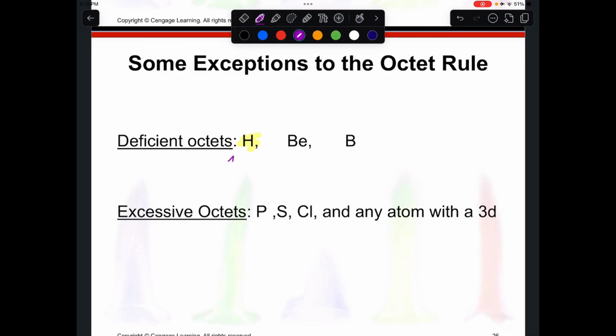We've already talked about hydrogen only needing 1 bond. There's going to be a couple extras here. Beryllium is so small as well, it only needs 2 bonds. And remember when I say 1 bond, it's 2 electrons. 2 bonds only needs a total of 4 electrons. Boron is also pretty small. It only can hold 3 bonds or 6 electrons total around there. So these are the only ones that are going to be a deficit or less than 8.